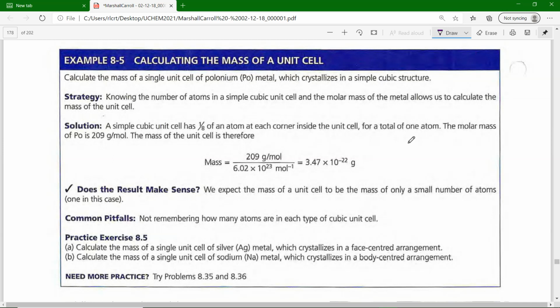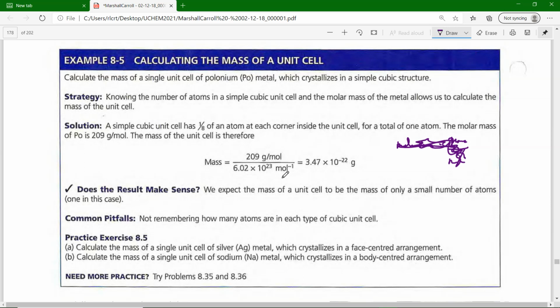1 atom, let's see, mass. If I know that the molar mass is the grams over the moles, so the grams, 209 grams per mole divided by 6.02. Okay, let's start again. I got 209 grams in a mole, but I want grams in 1 atom. Well, the mole is 6.02 by 10 to the 23 atoms. So the mass is 3.47 by 10 to the minus 22 grams.